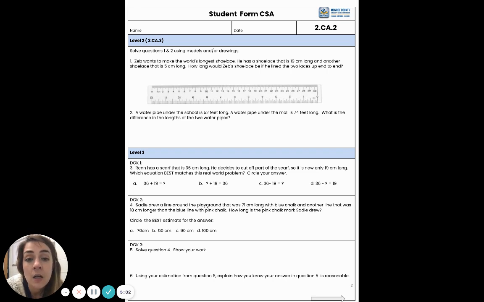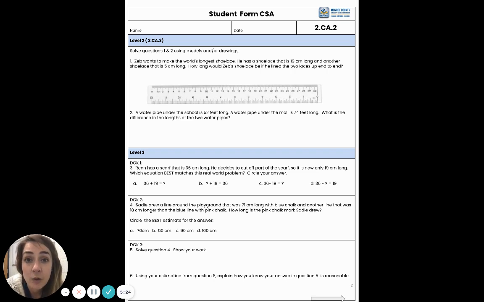All right. So I see a keyword, and that keyword is going to tell me whether this is an addition or a subtraction problem. It says, what is the difference? So that doesn't ask me how long are the water pipes all together. That would mean that I need to add them. But when I hear the word difference, that tells me subtraction.